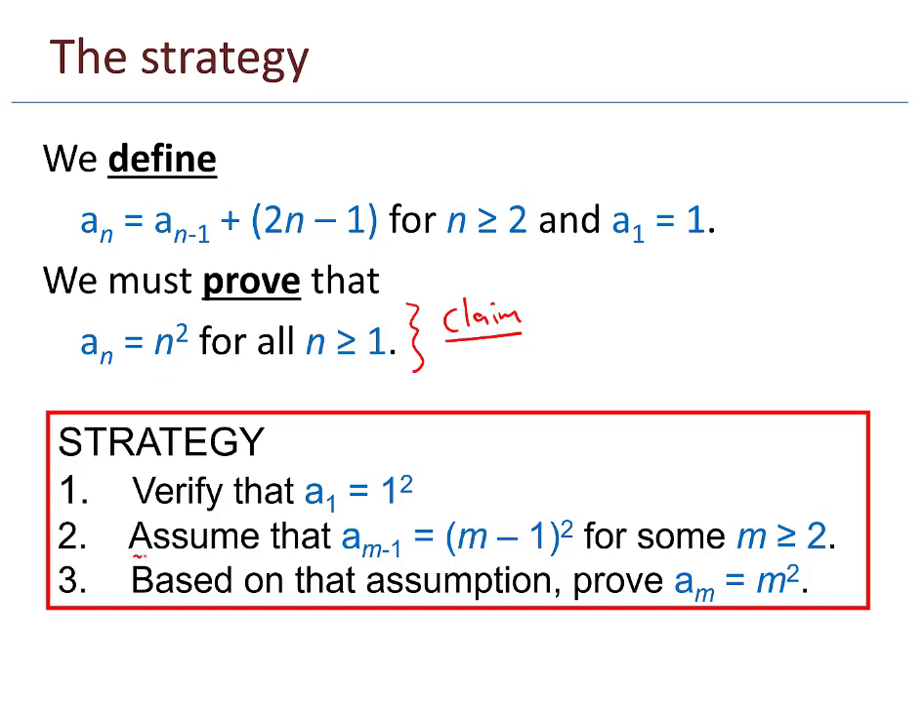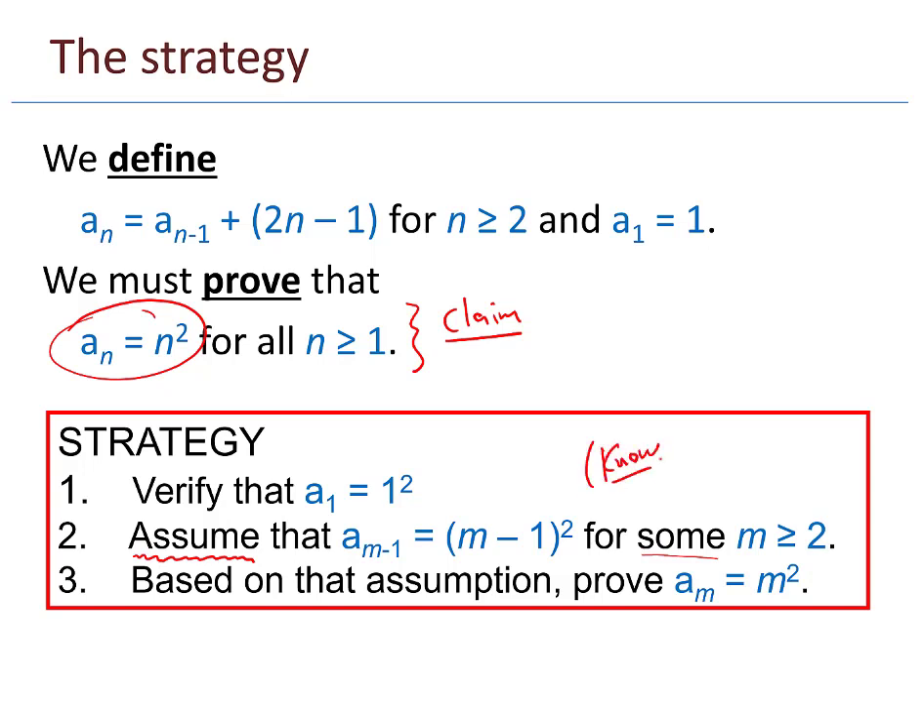And now here's the really funny part. I'm going to assume something that's true. I'm going to assume that a sub m minus 1 equals (m minus 1) squared for some m greater than or equal to 2. Now, not all m greater than or equal to 2. So I'm assuming that the claim, this claim that a sub n is n squared, actually holds for some particular subscript, m minus 1.